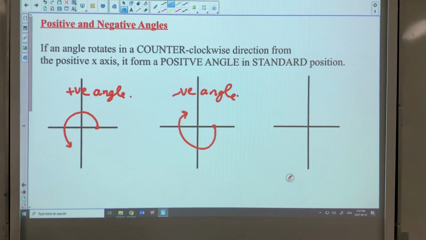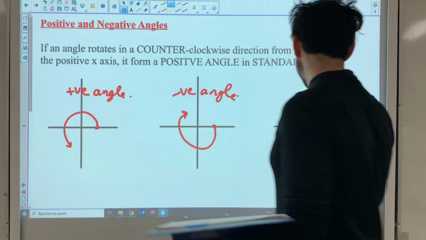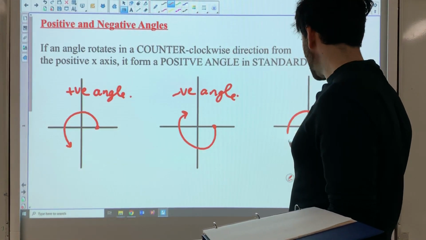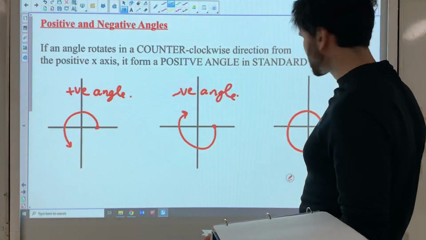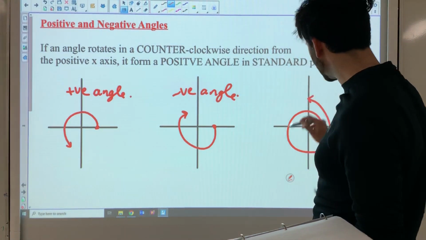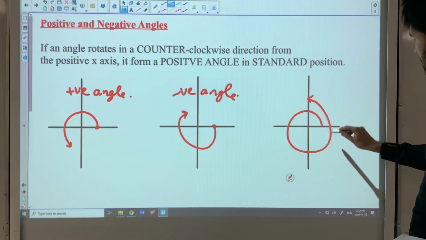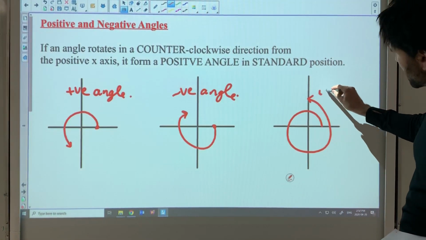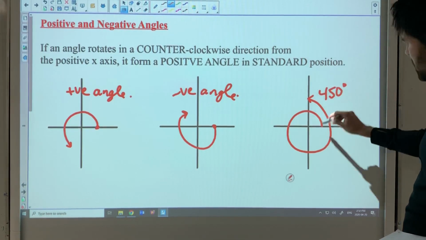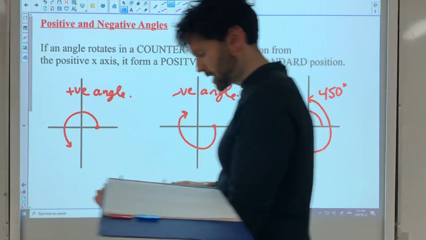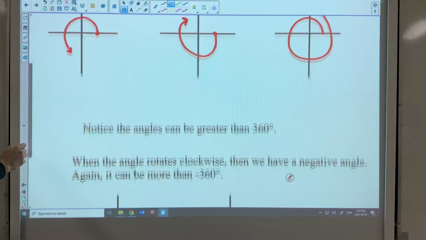Notice that angles can be bigger than 360 degrees. So if I'm starting here, I can describe my motion and rotate all the way around 360 degrees, and I could keep going. So this exact picture would be 360 degrees plus an extra 90. This would be 450 degrees. So you can rotate more than once around. That might be important to note.